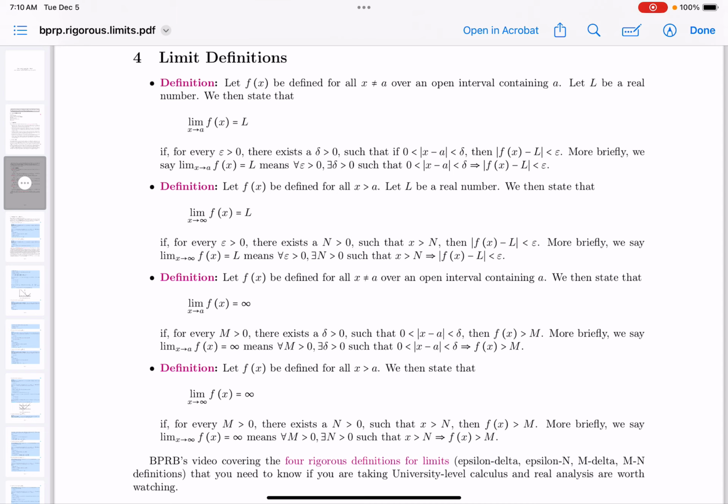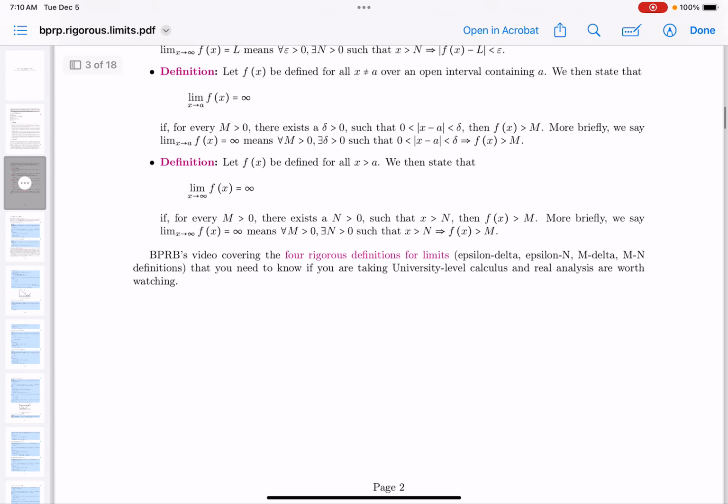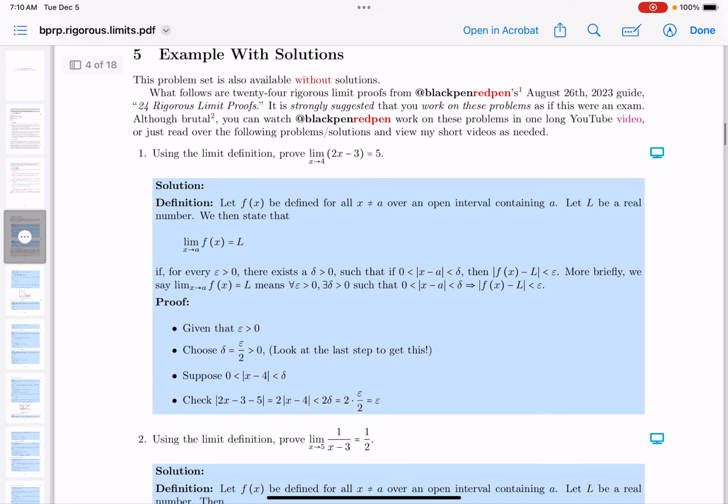I'm going to look through those. There's links over here. If you want to look at those links, you can, right? They link to the Black Pen, Red Pen's treatment of this, which is a good treatment. I think it's really quite a good treatment, by the way. What I want to do, though, is do the problems over here.